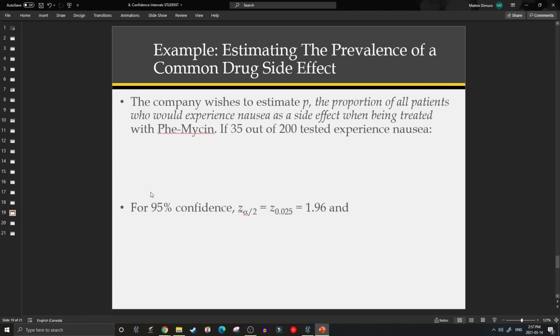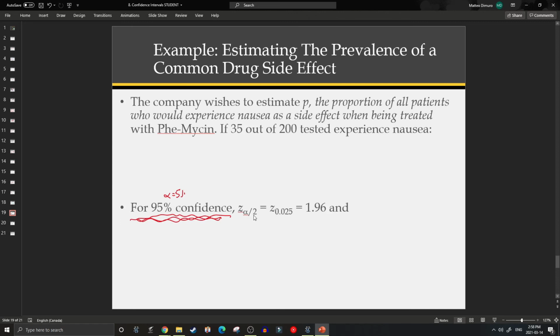Now, I do believe I have a question that involves using the proportion one, so I will quickly go through it right here. A company is estimating the prevalence of a common drug side effect. The company wishes to estimate p, the proportion of all patients who would experience nausea as a side effect when being treated with Thymosin. If 35 out of 200 tested experienced nausea, find the 95% confidence interval. I know it doesn't quite say, but it wants a 95% confidence interval.